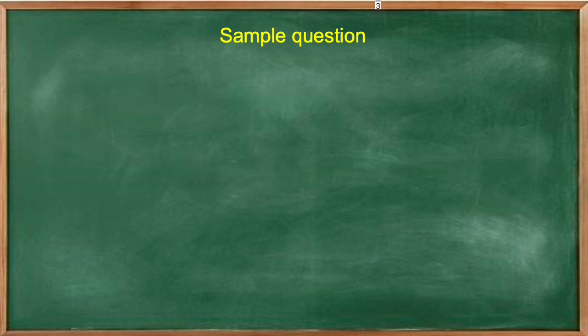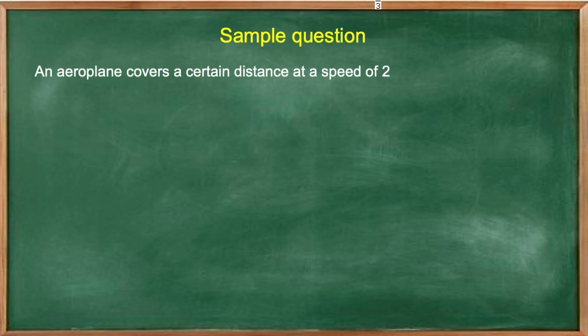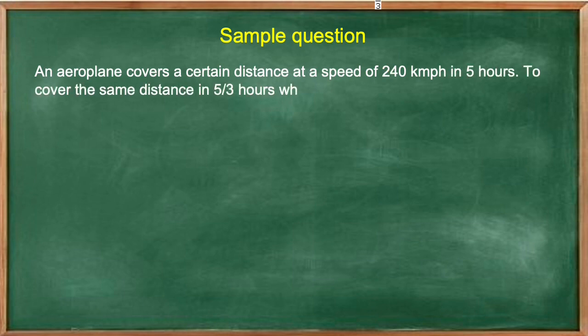Let's do a very simple question. An aeroplane covers a certain distance at a speed of 240 km per hour in 5 hours. To cover the same distance in 5 divided by 3 hours, what should be the speed? Here we need to find out the speed, and speed is equal to distance upon time. Time has been given in the question, which is 5 divided by 3. And to calculate the distance, we can use the information given in the first statement. So let's calculate the distance first.